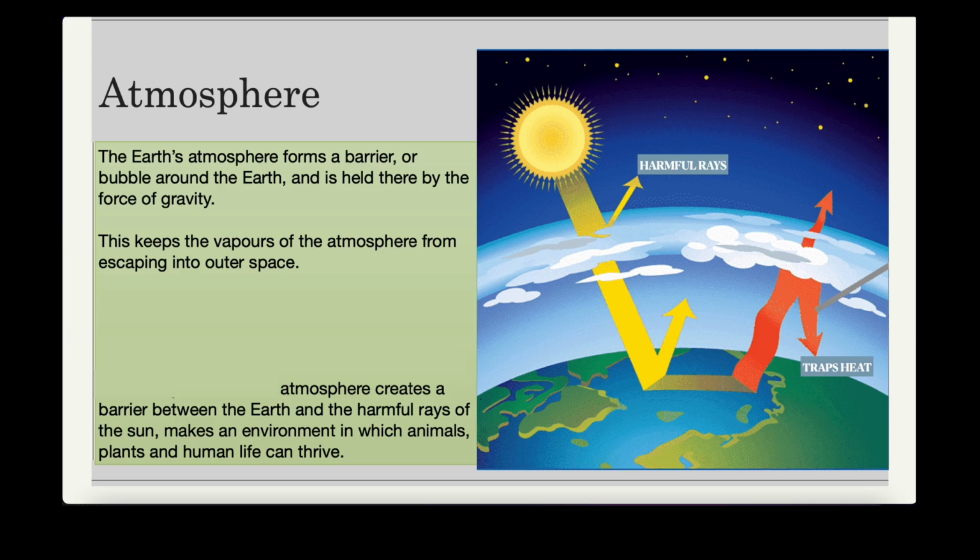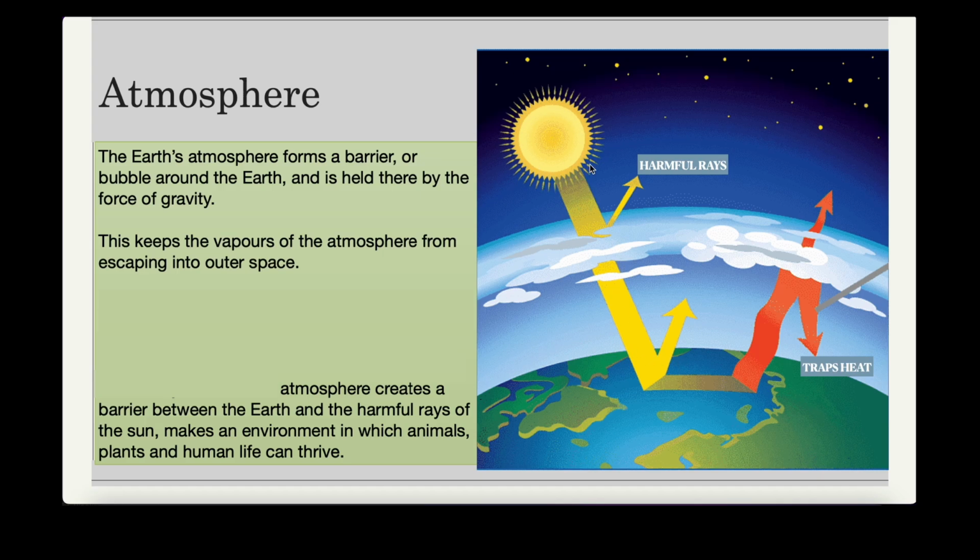Atmosphere. So starting with the atmosphere, the atmosphere forms a barrier or bubble around the earth, as you can see here. And it is held there by the force of gravity. This keeps the vapors of the atmosphere from escaping into outer space. So what happens if there is no atmosphere? The vapors that come are going to escape into space, yes? So that gets prevented by the atmosphere. The atmosphere creates a barrier between the earth and the harmful rays of the sun, thereby making the environment on earth perfect for animals, plants, and humans to live.